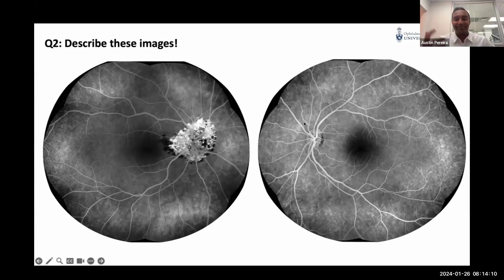Awesome, Seema. Perfect as always. So you can really see on the IVFA these punctate areas of hyperfluorescence, and around it are punctate areas of hypofluorescence, but really hyperfluorescence around the lesion that we all appreciated.